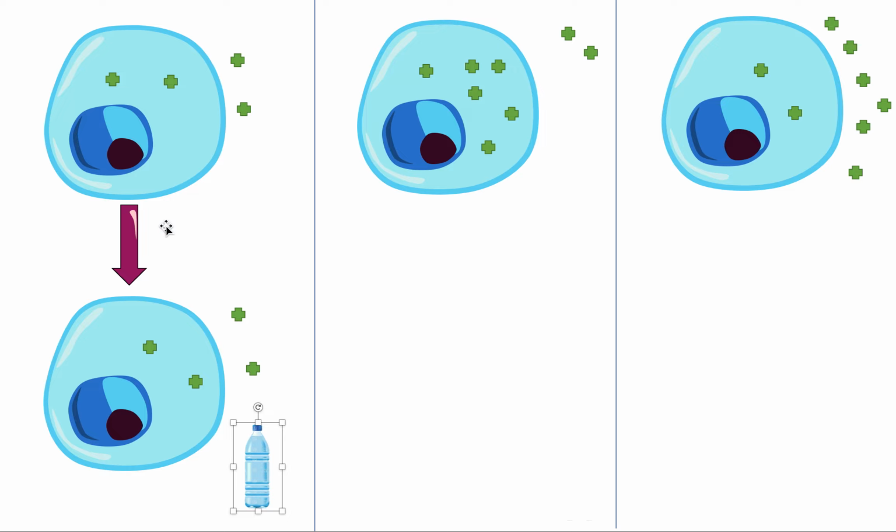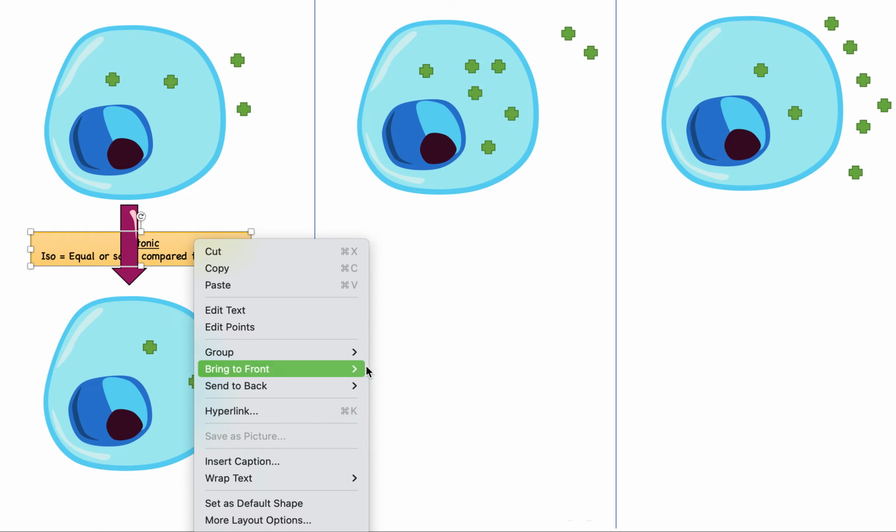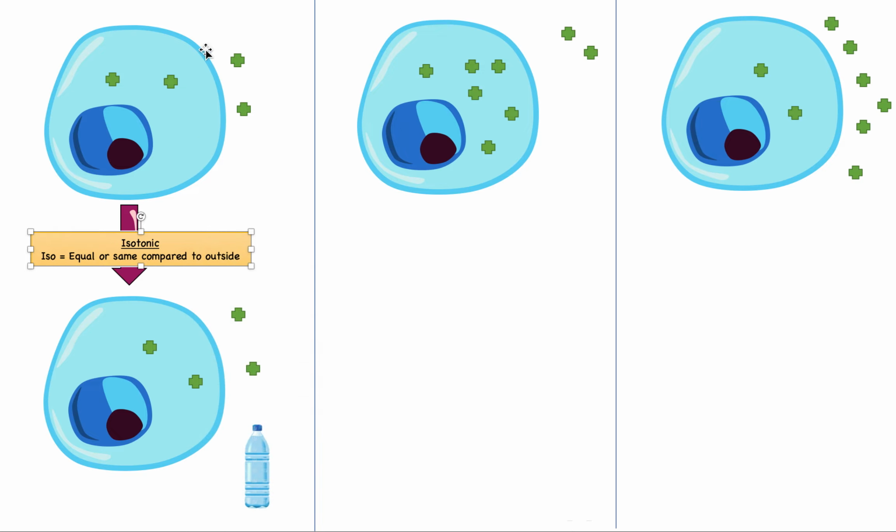When the inside is equally concentrated to the outside, we call this isotonic. This is a key word you need to know. This cell is isotonic. Iso means equal, whereas tonic means water pressure. So both the inside of the cell and the outside have equal water pressure, because both of them have equal concentration.